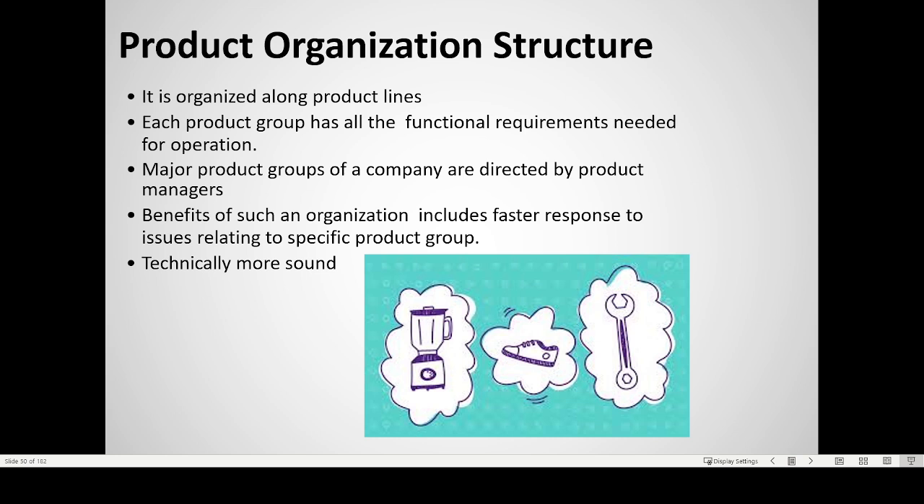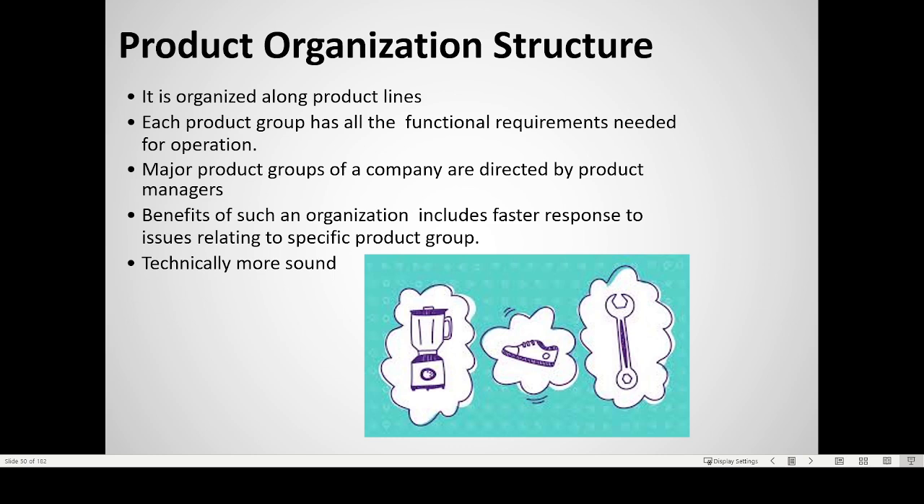Another kind of organization chart is the product organization structure, which depends on the product diversity. It is organized along product lines, where the organization has multiple lines. Each product group has all functional requirements needed for operation. As you can see here, we have kitchenware, shoes, and other equipment. Each line is independent from the other. Based on this environment, each line must have its own manager.